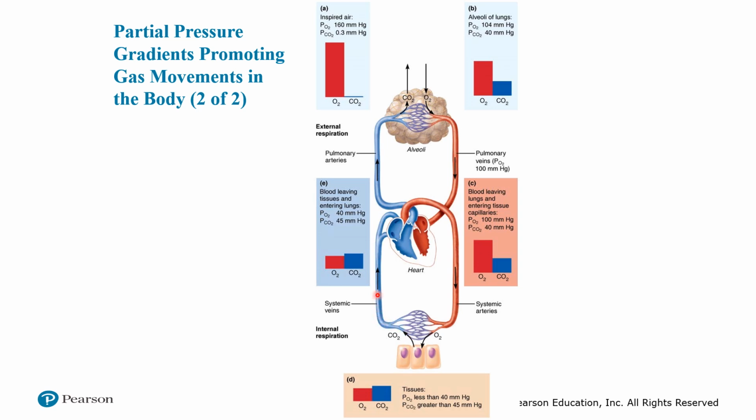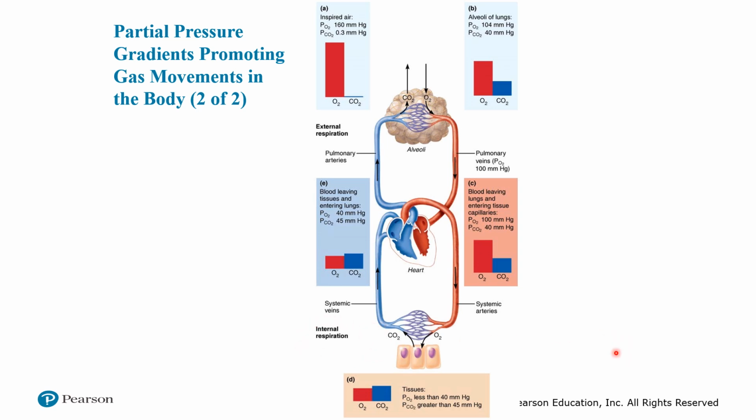And then this venous blood is taken back to the heart to be taken to the lungs for external respiration. So this venous blood has these partial pressures, 45 for the carbon dioxide and 40 for the oxygen. So this is the blood which is going to reach the alveoli to be exchanged with the gases present in the alveoli. So this is external respiration and this is internal respiration.